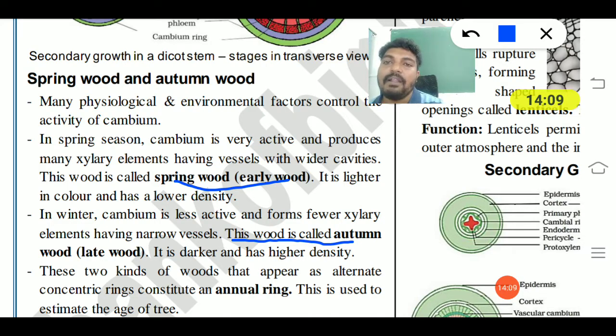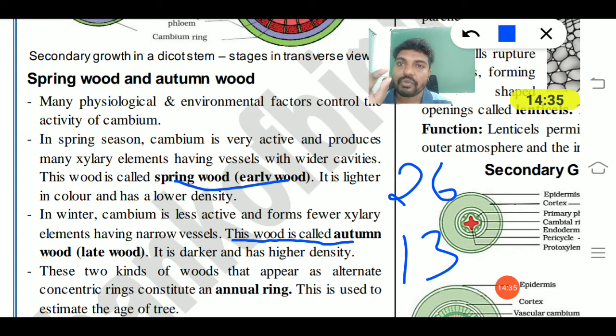For example, in temperate regions, where the environmental factors are not uniformly distributed, if 26 rings are there, can you estimate the age of the tree? It is not 26 years, it is 13 years, because once in a year it is going to complete 2 cycles of the secondary growth.